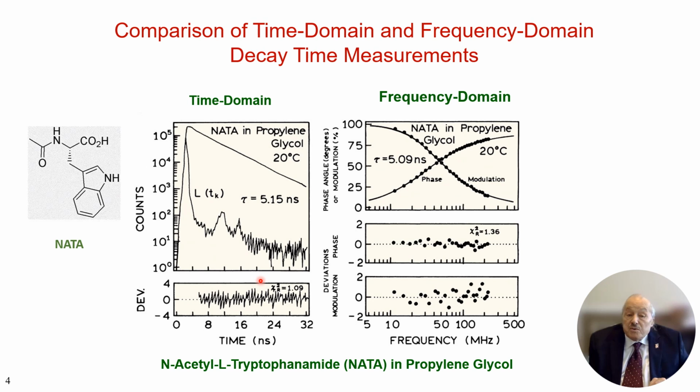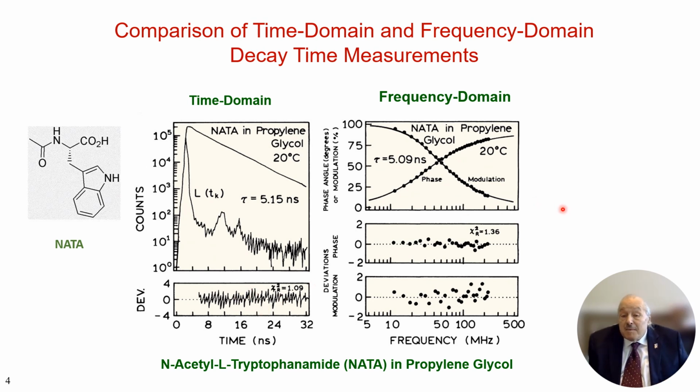Let's look at what the two data sets look like in the time domain and in the frequency domain. This is the time-dependent decay of NATA, N-acetyltryptophanamide, which has a single exponential decay. As you can see, it has a pretty lousy impulse response function. It was done with an older photomultiplier tube. And there's two lines here, which are the measured number of counts and the calculated decay. And the deviations are around the bottom. And we expect a chi-squared of about 1 for a good fit.